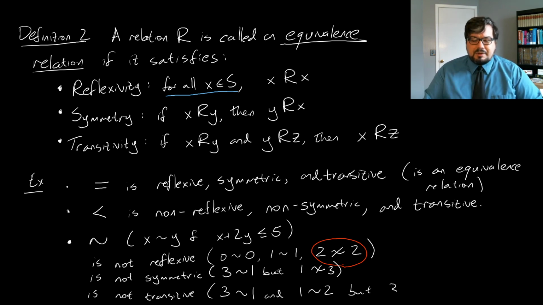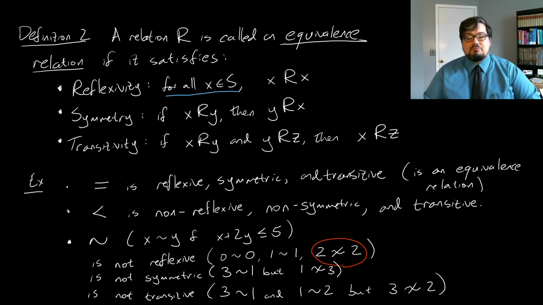But 3 is not related to 2. If I put 3 and 2 in there, I get 3 plus 2 times 2 is equal to 7, which is not less than or equal to 5, so we don't get what transitivity would imply. So the relation tilde that we had before actually satisfies none of these conditions on relations, which is fine. We sometimes still want to consider relations like that, but it does give us less to work with if we wanted to prove anything about the relation tilde.